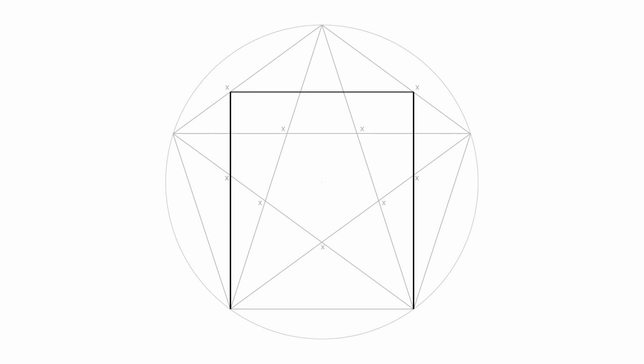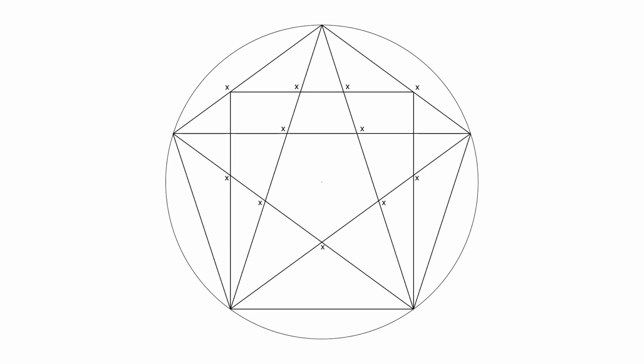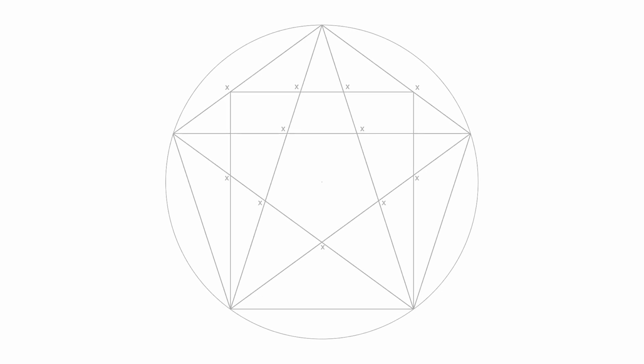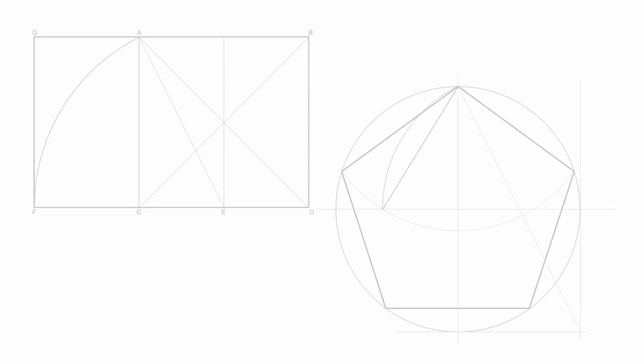Not surprisingly, a line drawn at the top of those 2 vertical lines also crosses sides of the pentagram at its golden mean points, more X's. This may go on forever. The more I look, the more I find. There are interesting connections with the golden rectangle as well.